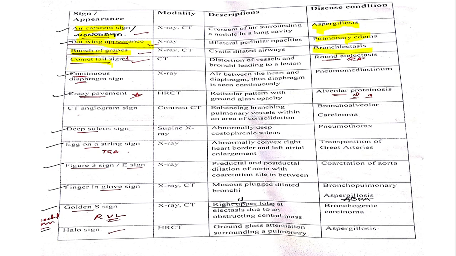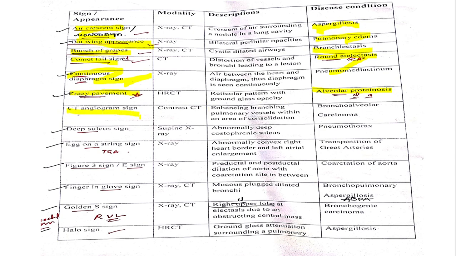Comet tail sign on CT is seen in round atelectasis. Continuous diaphragm sign is seen in pneumomediastinum. It is due to air between the heart and diaphragm, and thus the diaphragm is seen continuously. Crazy paving sign is seen on HRCT in alveolar proteinosis. It is due to reticular pattern with ground glass opacity.